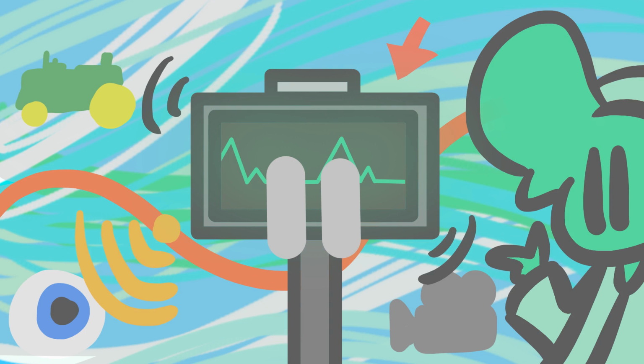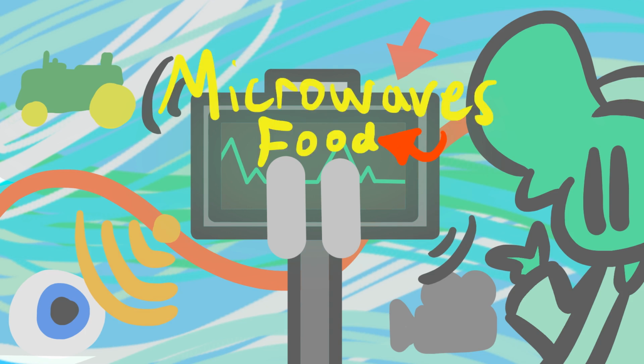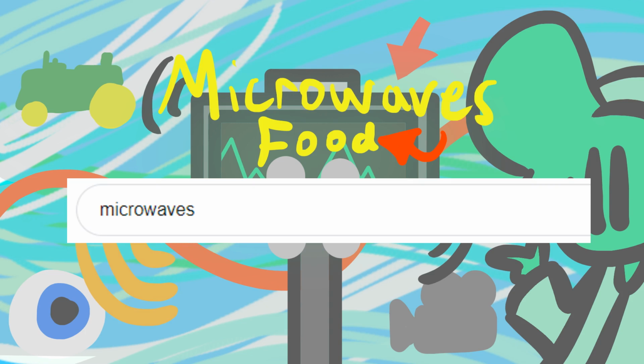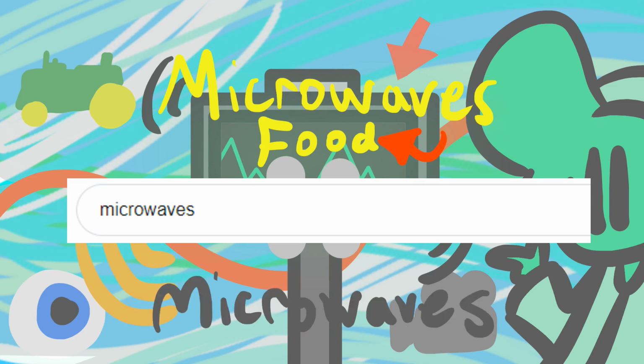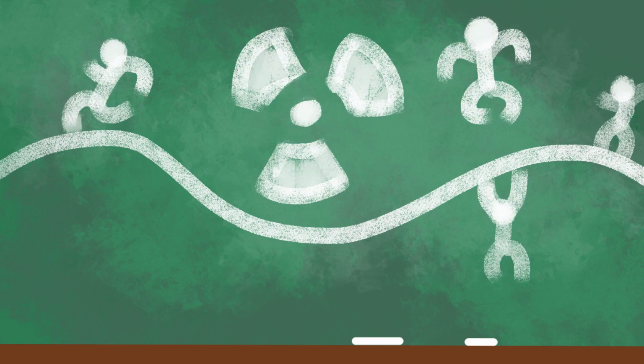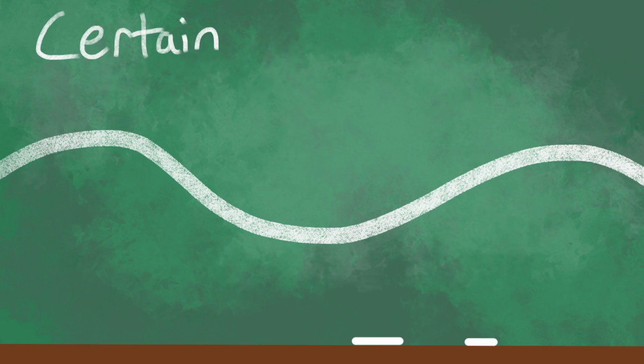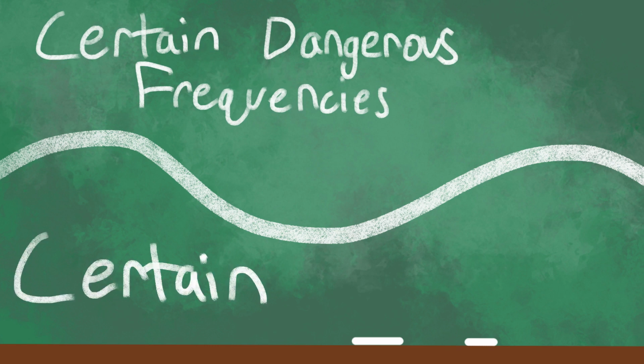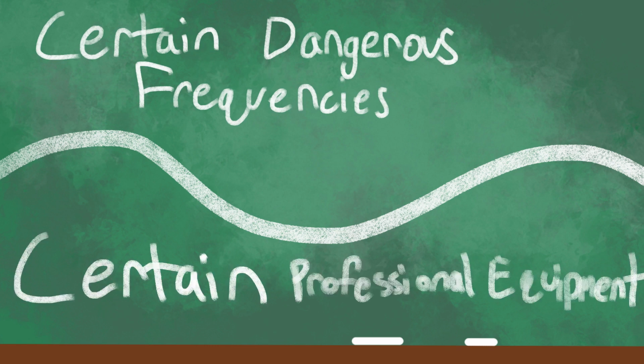Now, don't get me started on microwaves because then I'll just want some food. But if you decide to Google microwaves and click images, you're just gonna see a bunch of microwave pictures, and it's pretty glorious. Some of these waves are pretty toxic for humans. A certain amount of energy can mess with our cells. Certain dangerous frequencies are only used in certain professional equipment or never used at all.